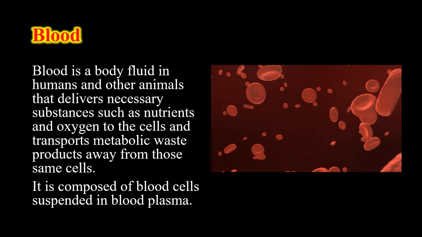And the blood is composed of two different components. First is blood cells and second is blood plasma. The blood cells are suspended in the blood plasma, and an adult person contains about 5 liters of blood. The main function of the blood is to transport different materials from one part of our body to another part.